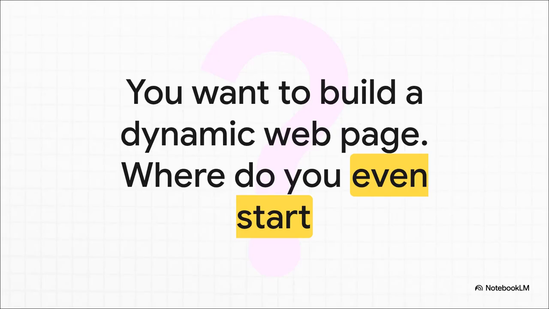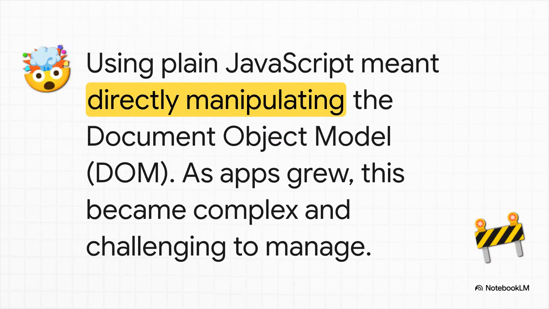Okay, so picture this. You want to build a modern interactive web page. You've got your HTML for the basic structure, but how do you make things happen? A button that shows or hides something, or a search box that actually filters a list. The answer was always JavaScript. And that's exactly where things got messy.